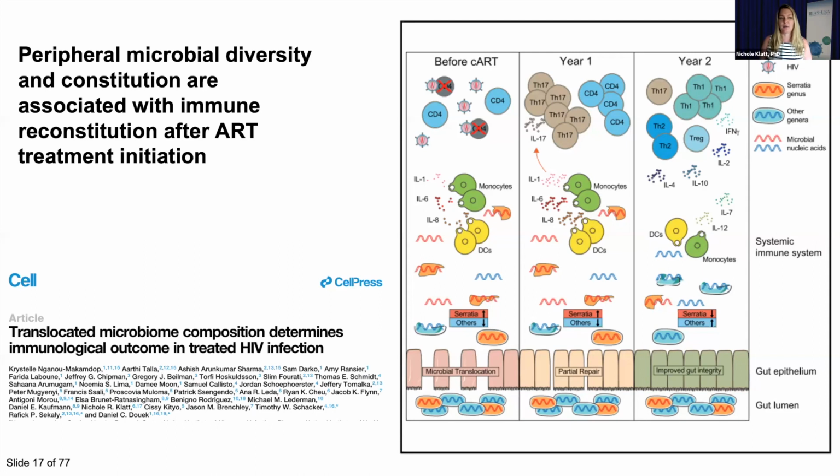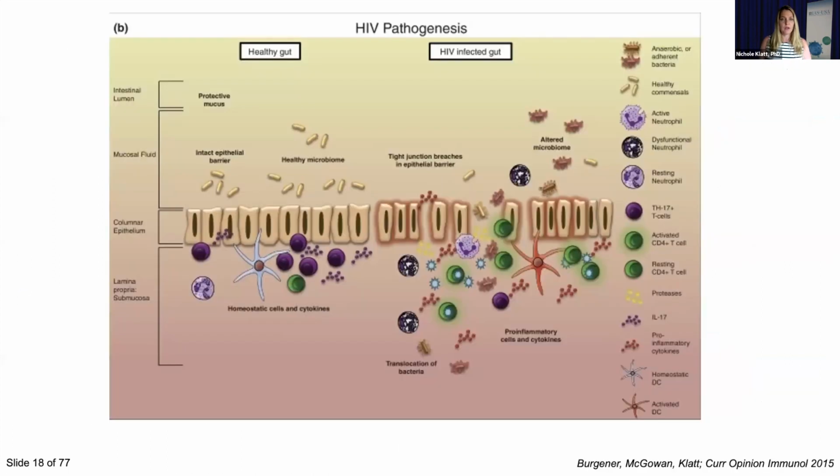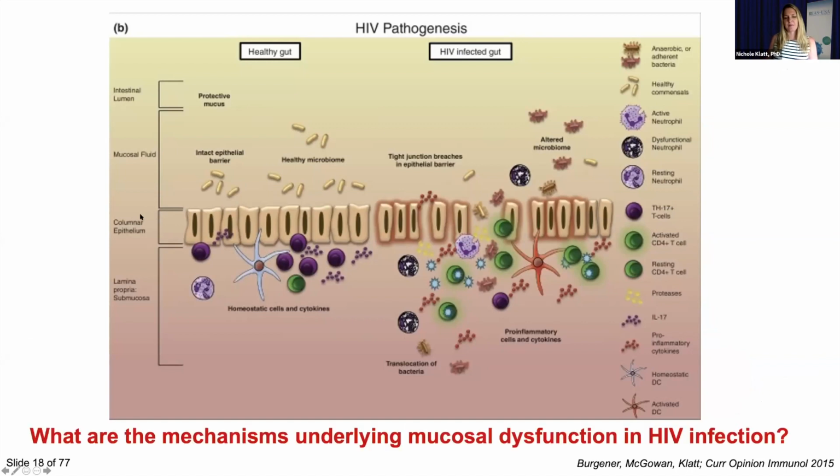And this is a temporal association and can be reconstituted after ART. But this is probably associated with the microbial translocation that we see very early in HIV infection. So just to summarize what I just talked about, this is just a cartoon of what's happening during HIV pathogenesis.